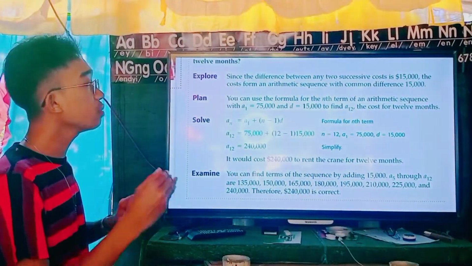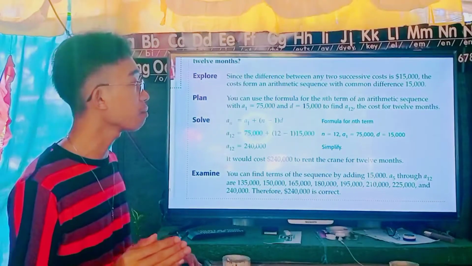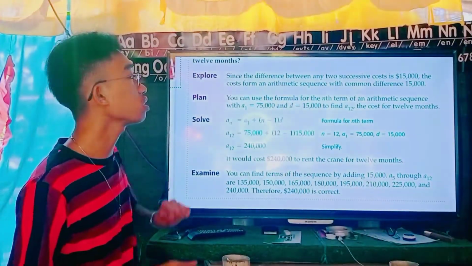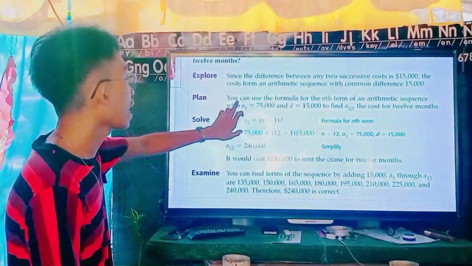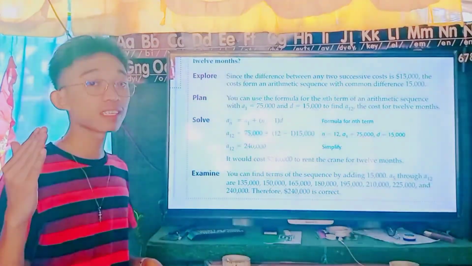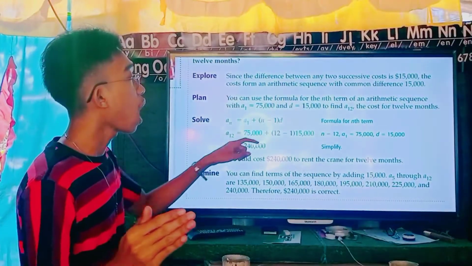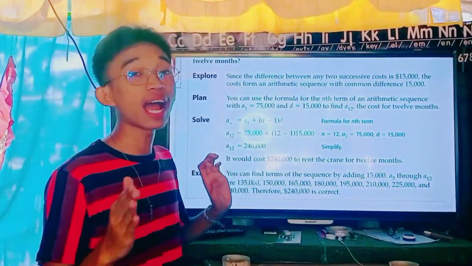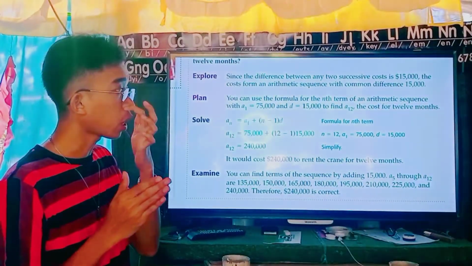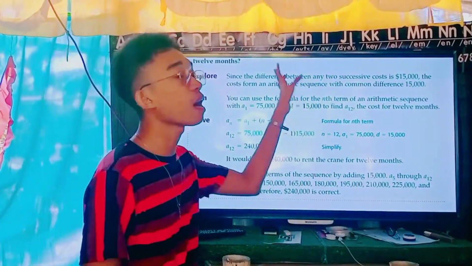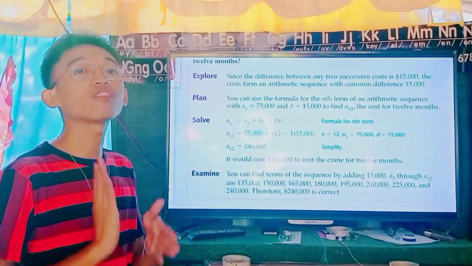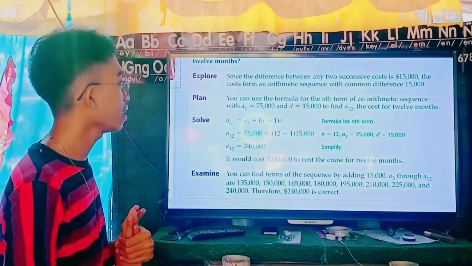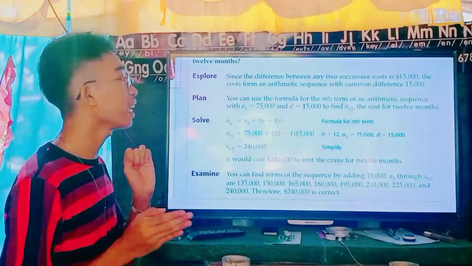Plan. You can use the formula for the nth term of an arithmetic sequence with a sub 1 equal to 75,000. A sub 1 is our first term, and our common difference is 15,000. To find a sub 12, the cost for 12 months. Our problem here is that we are going to find the value of a sub 12, given that we already have a sub 1 and our common difference.